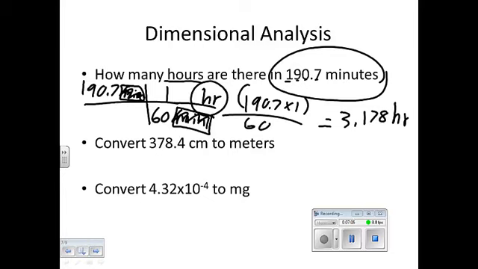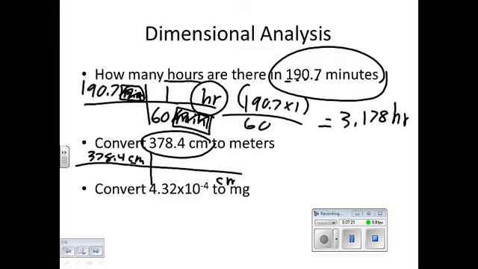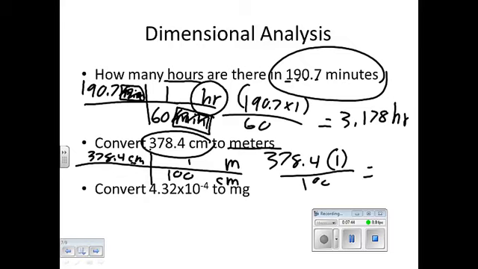The next one you're given is 378.4 centimeters. So 378.4 centimeters goes in the top left. You have centimeters in the top left, so you've got to put centimeters in the bottom right. Your desired unit is meters. Now how many centimeters are in every meter? Well, there are 100 centimeters for every 1 meter. So you do 378.4 times 1, and then divide that by 100. Now how many sig figs are we working with? 378.4 is 4 sig figs. And then our units: our centimeters in the top left canceled our centimeters in the bottom right, so we're left with meters.